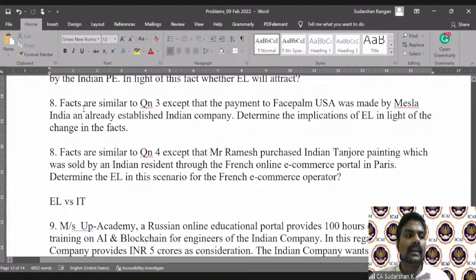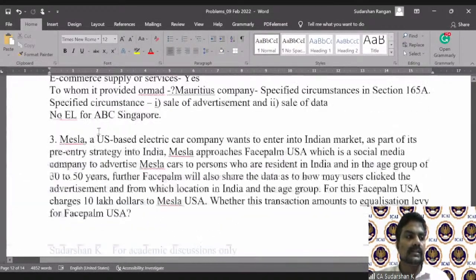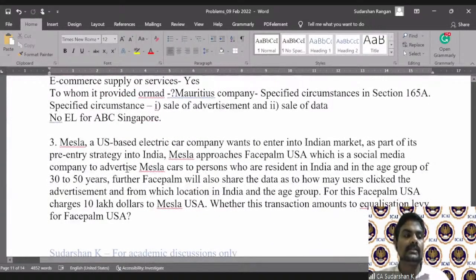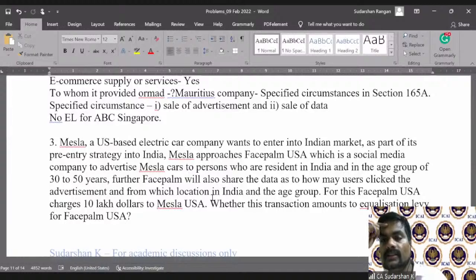Let's look at question 8. Facts are similar to question 3. That is the Mesla face palm case. So instead of Mesla US, Mesla India, let's assume Mesla India engages face palm India for sale of advertisement. So since this will come under equalization levy 1.0, you remember 1.0, where an Indian resident engages a non-resident for online advertisement, then in such a scenario, 6% will come.